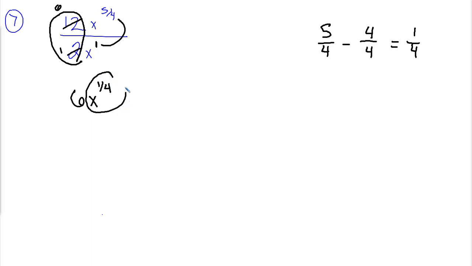Now I'm going to convert x to the 1/4 into radical format. So that's the 4th root of x to the 1st. I do not need to write that first power though.